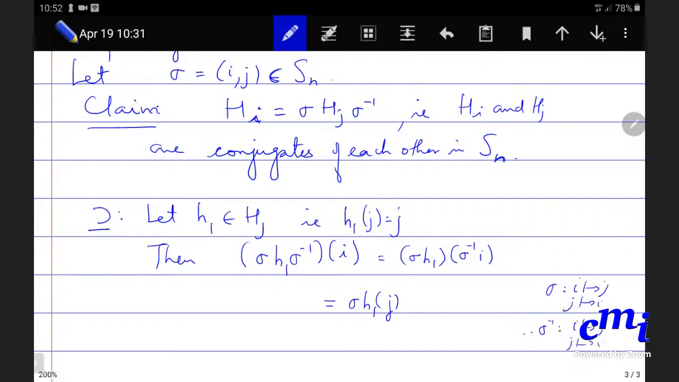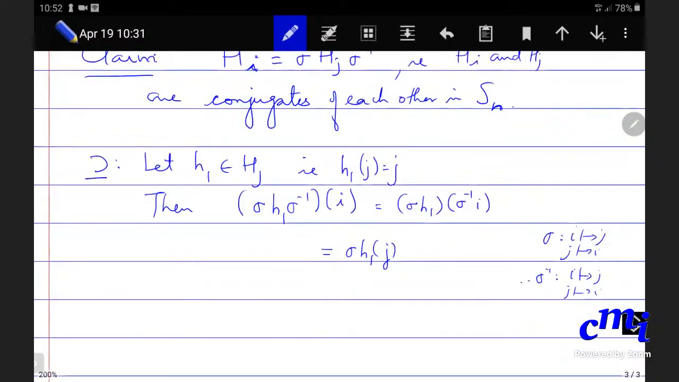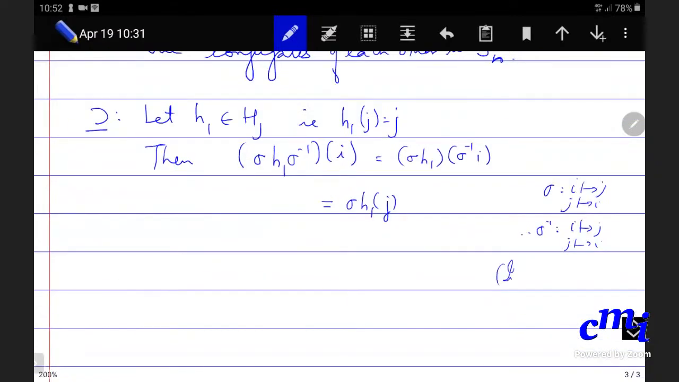And in fact, sigma squared is the identity. So sigma is sigma inverse. Okay, so I mean, just to clarify. Okay. But H1 fixes J. So this is just sigma J. But sigma J is I. So the conclusion is that sigma H1 sigma inverse is inside H.